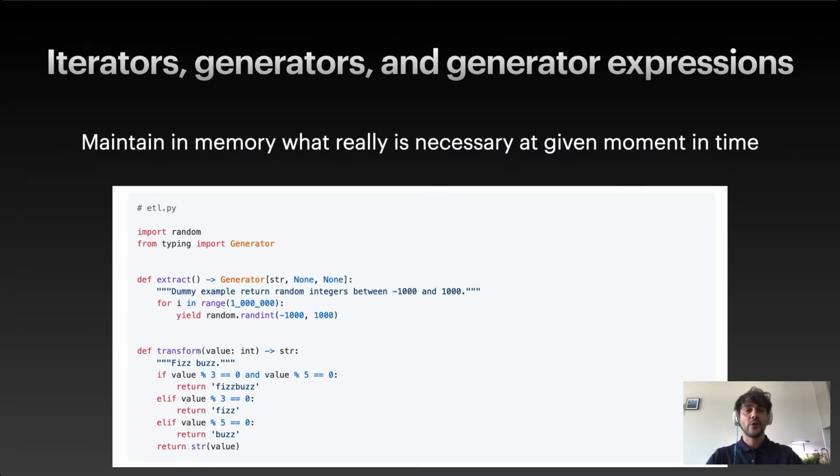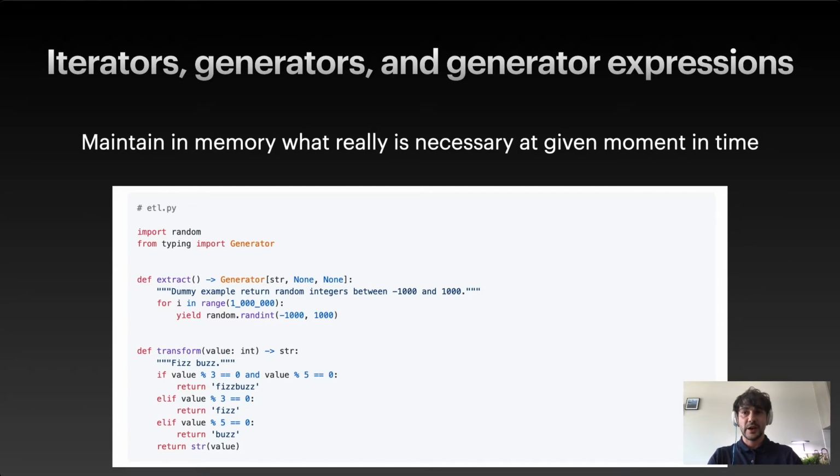The next thing that Python offers us is iterators, generators, and generator expressions. These three things try to maintain in memory only what is really necessary at a given moment in time. So if you have a list and you want to iterate over it, it will maintain only one object of the list in memory instead of the entire list. Imagine that you have your ETL: you're going to have your extract function, your transform function, and your load function. Here I have two dummy examples for the extract and transform functions. The extract basically gives a random number between minus 1,000 and 1,000, 1 million times.